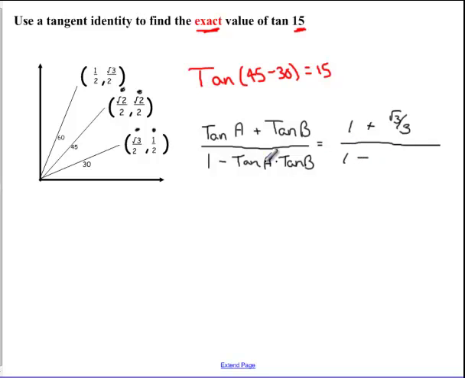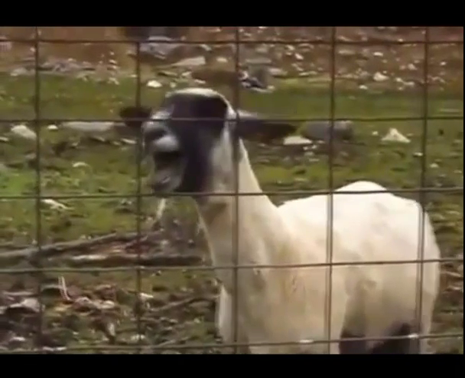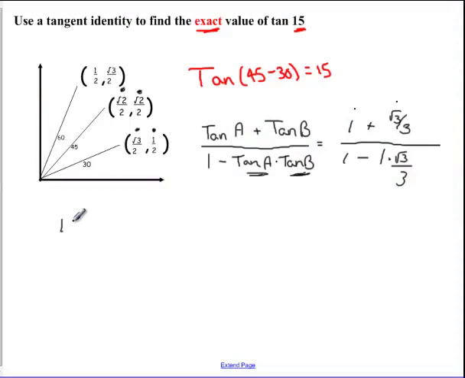1 plus, well, at least now when it says the tangent of A times the tangent of B, I already have my answers right here, so there's no use going back to the unit circle because it's going to be 1 times radical 3 over 3. Now comes all the algebra part. 1 minus radical 3 over 3, over 1 plus radical 3 over 3.